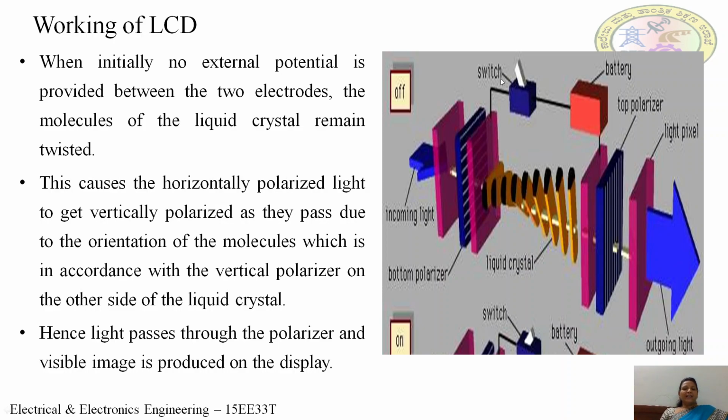So initially, let us consider the switch is open, so there is no electric potential applied to the liquid crystal. In that case, when the unpolarized light enters the horizontal polarizer, it becomes horizontally polarized. This naturally twisted molecular structure somewhat twists the light waves according to their alignment.